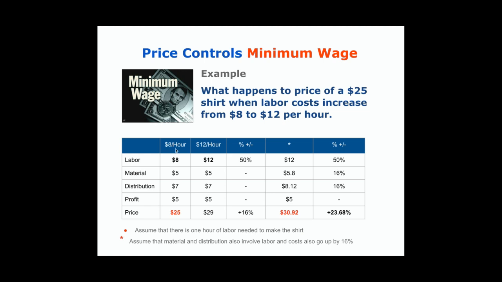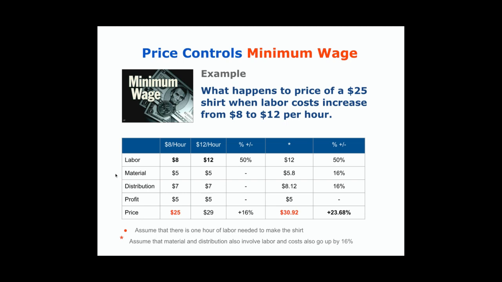If we look at a shirt being made and sold in a marketplace for $25, and we assume that there's 1 hour of labor that goes into the shirt just to keep things simple, well, you can see that the 1 hour of labor is in the shirt, and then we have to buy the material for the shirt and be involved in distribution. This is the money for profit, and eventually we get to the price of $25. That's where the price of the shirt that we see is made up of these components, including 1 hour of labor at $8.